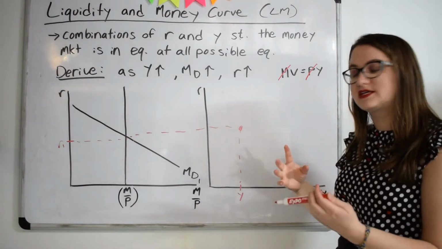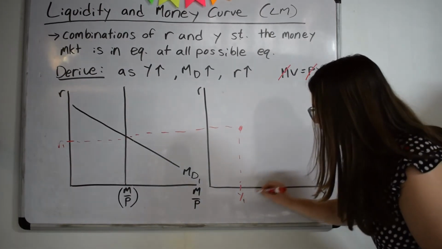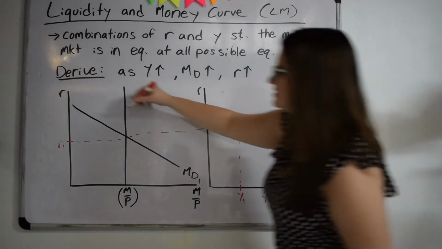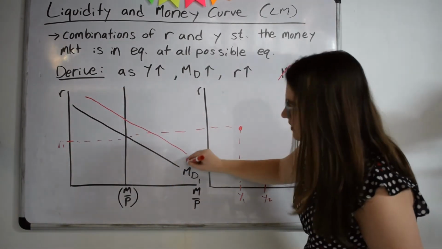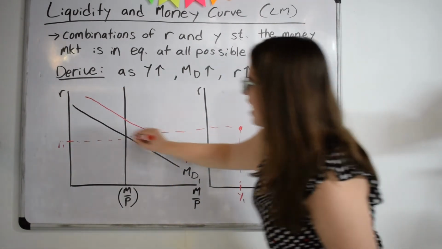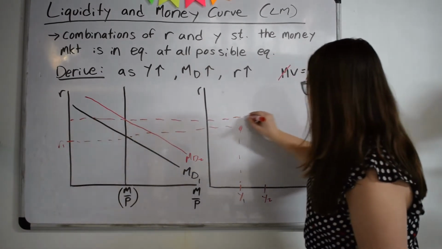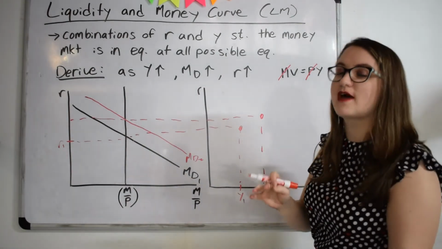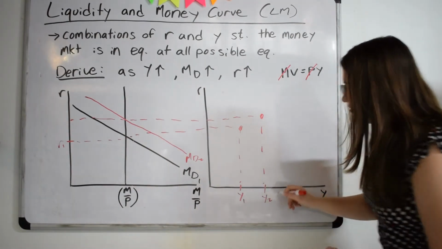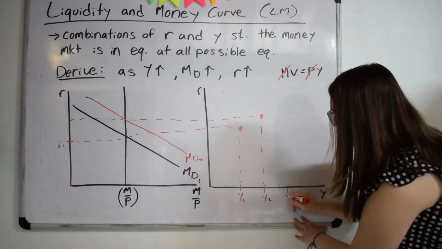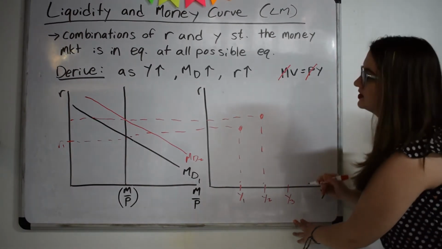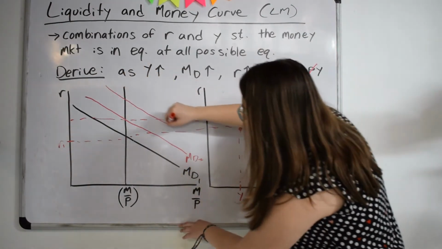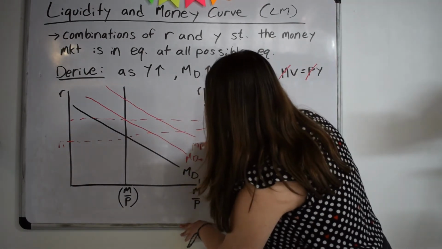So let's mash that all together. We're going to increase Y from Y1 to Y2. When that happens, money demand increases to MD2, and now we have a new equilibrium. So let's bring that over, match the points up. Okay, let's do that one more time so we can get a nice looking line. So let's increase our income from Y2 to Y3. When this happens, money demand increases because the velocity, or how quick it moves through the economy, increases, to MD3.